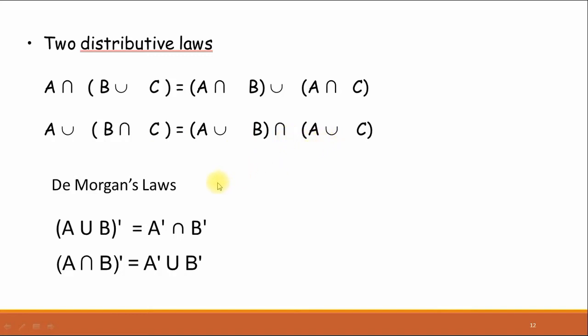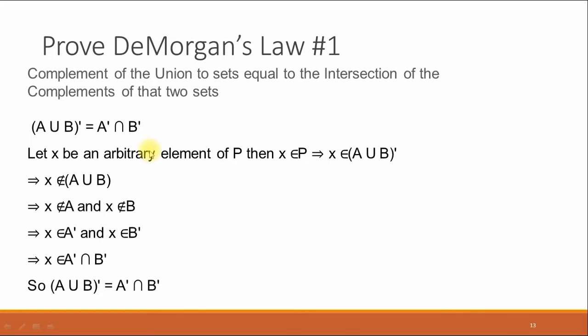Now the most popular laws called De Morgan laws. There are two De Morgan laws. First law is (A union B) whole complement is equal to A complement intersection B complement. And the second law is about intersection. (A intersection B) whole complement is equal to A complement union B complement. Now, how to prove these two laws?